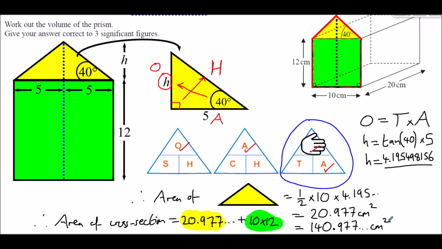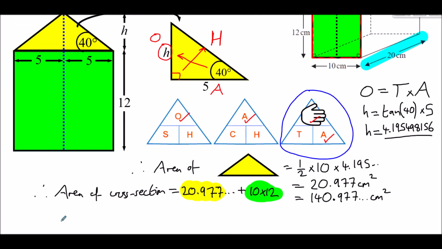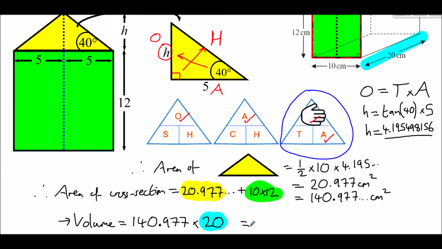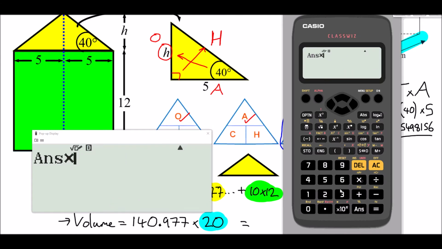And the final step to work out the volume of a prism is the area of the cross-section multiplied by the length of the prism. So we know the length of this prism is 20. So we're going to take this value here and multiply by 20. So therefore volume is going to be area of cross-section, 140.977, multiplied by the length of it, which is 20. And that'll be our final answer. So multiply this answer by 20.